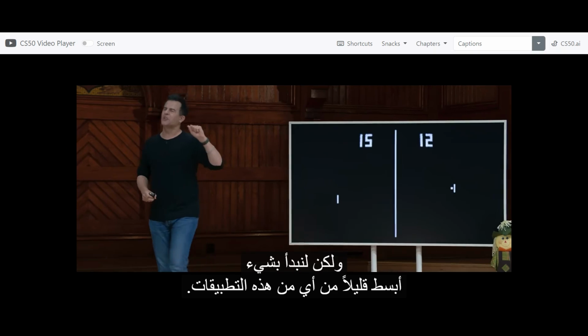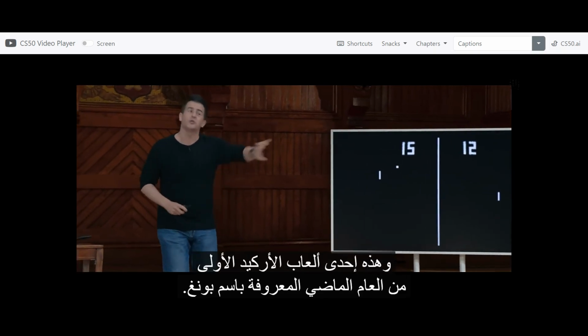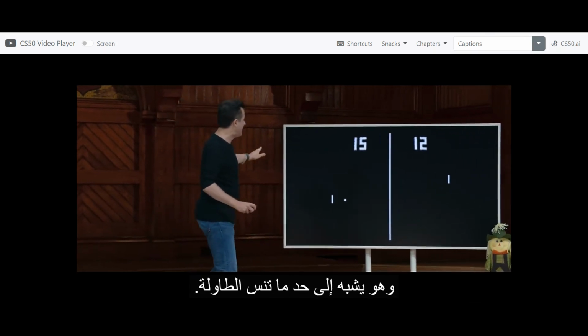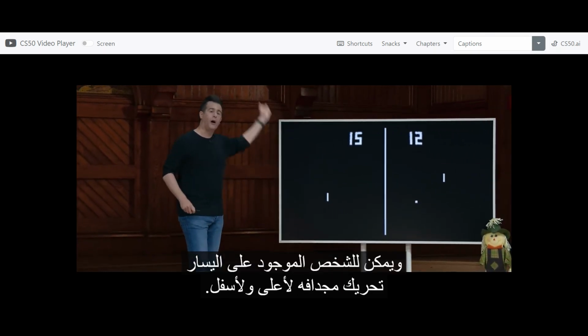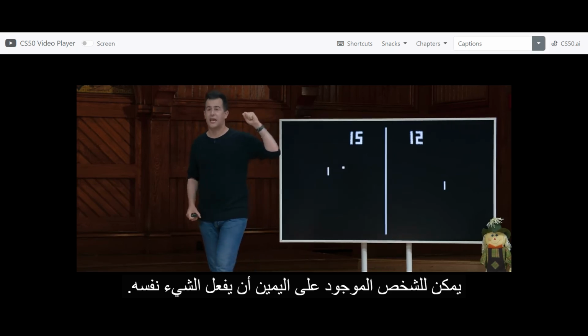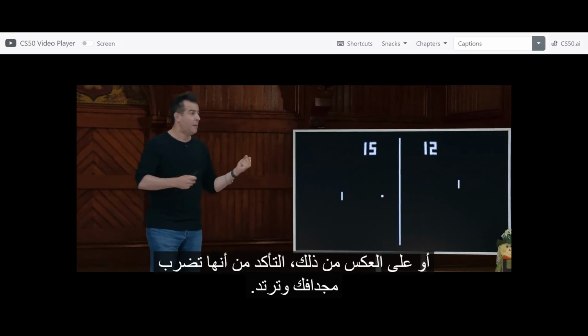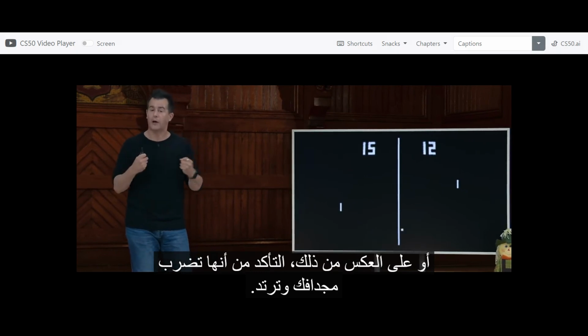But let's start with something a little simpler than any of those applications. And this is one of the first arcade games from yesteryear known as Pong. And it's sort of like table tennis, and the person on the left can move their paddle up and down. Person on the right can do the same. And the goal is to get the ball past the other person. Or conversely, make sure it hits your paddle and bounces back.